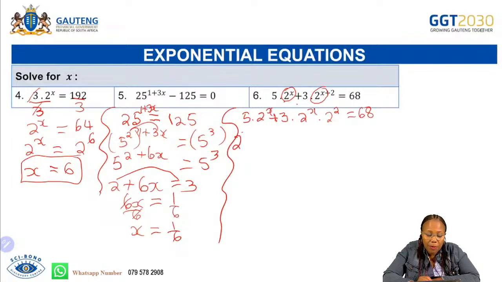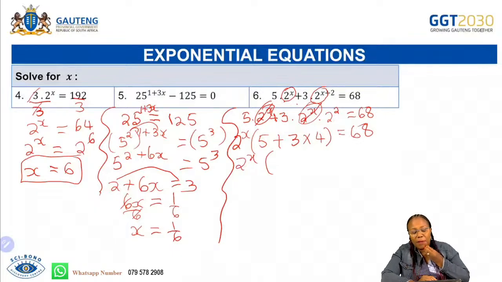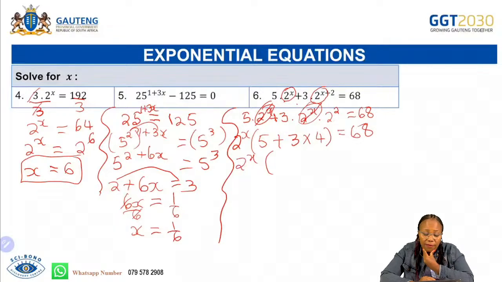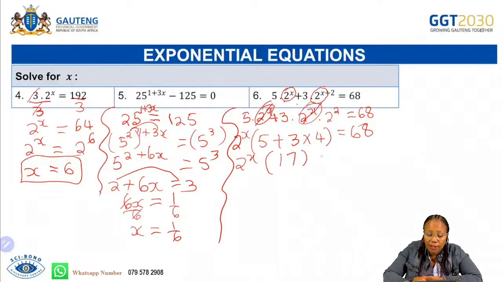Common factor 2 to the power x. So when you take out 2 to the power x on the first one, you are left with 5. Plus 2 to the power x, you are left with 3 times 2 to the power 2, of which is 4, equals to 68. Then you have 2 to the power x, and then we have 5 plus 4 times 3 is 12. 12 plus 5, that is 17, equals to 68.